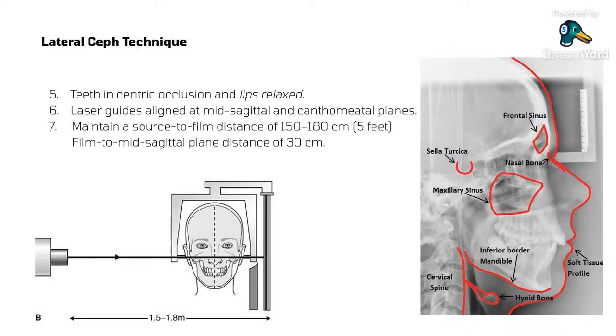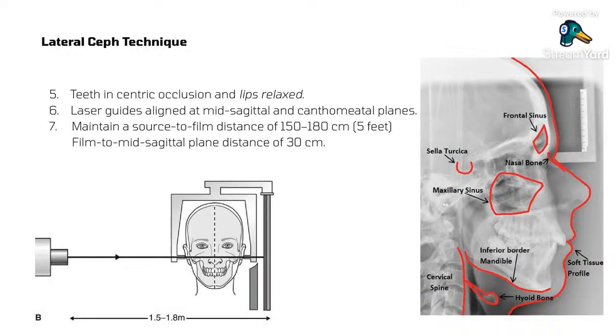Like I said, the lateral Ceph is mainly used in orthodontic treatments, and in orthodontic treatments, it is very important to understand whether the patient has competent lips or incompetent lips. And when you're doing the cephalometric analysis or tracing, you do make a soft tissue analysis based on whether the lips are competent or not. So if the patient is instructed by the radiographer to bite and close the teeth, they usually end up closing their teeth forcefully.